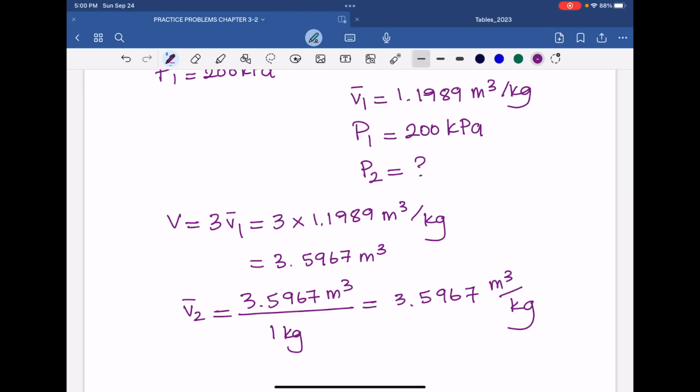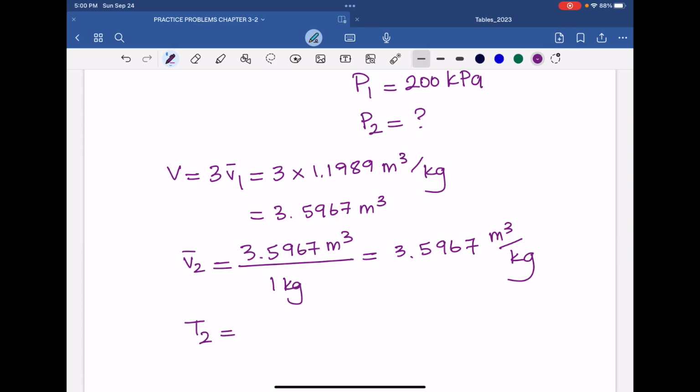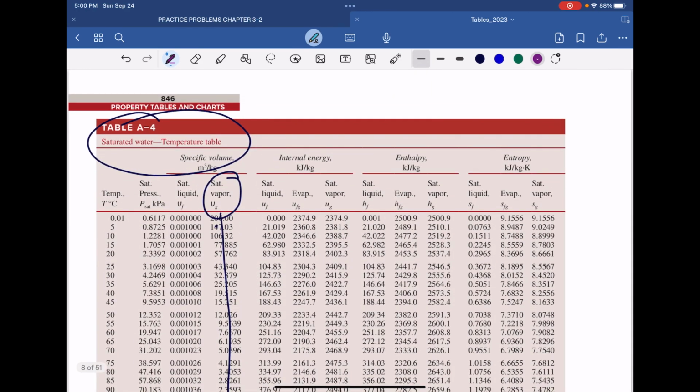The other thing they gave us about the second state is the temperature. Okay, they said it is 5 degrees Celsius. So I know the specific volume, I know the temperature. Now I can look at the tables to read the pressure. Okay, let's go to the tables, water tables, and we are given 5 degrees Celsius. Let's look at 5 degrees Celsius.